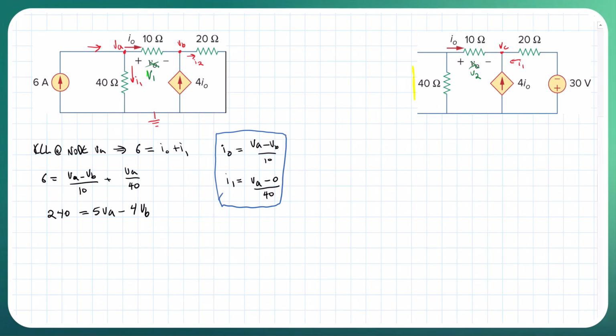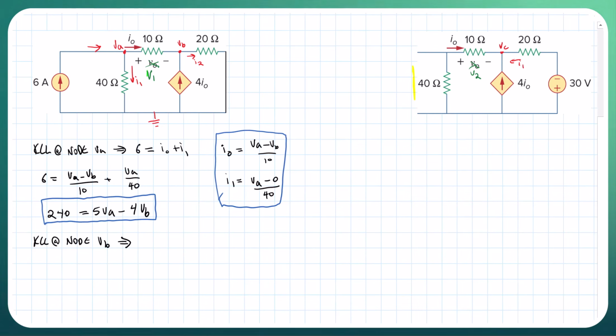So we have an equation here that we can utilize. Next, we want to do KCL at node VB.